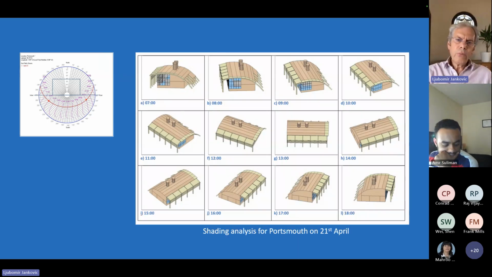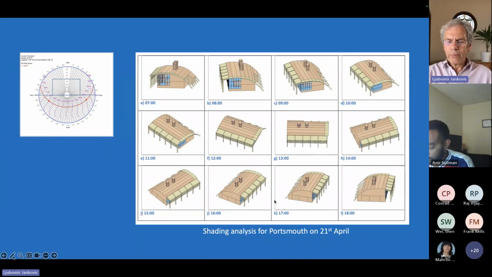And with this information in mind, then we can run a simulation of a building that we are considering. If we choose our observer position to be sitting on the sun conceptually, then whenever we see the glazing from that position, running through different hours of the day, this is where shading is not protecting the building. So this is shown for Portsmouth on 21st of April from 7 a.m. to 6 p.m.